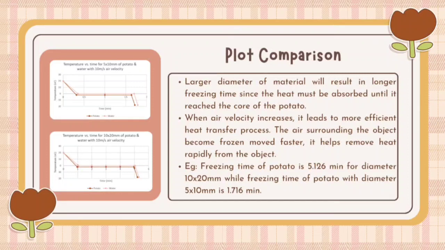Next, we move to plot comparison. The larger diameter of the material will result in longer freezing time since the heat must be absorbed until it reaches the core of the potato. When the air velocity increases, it leads to a more efficient heat transfer process. The air surrounding the object becomes colder and moves faster. It helps remove heat rapidly from the object.